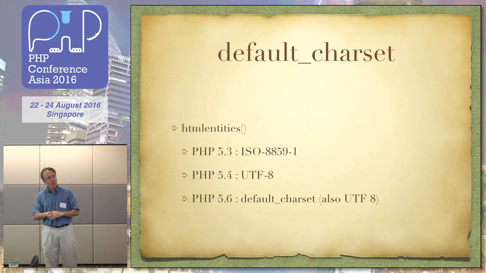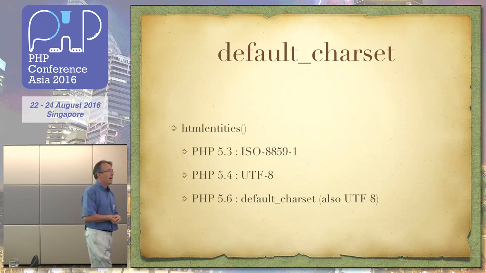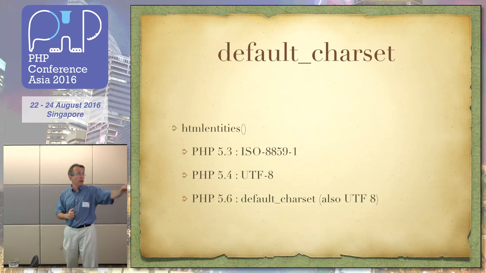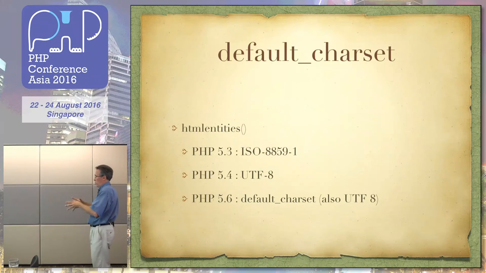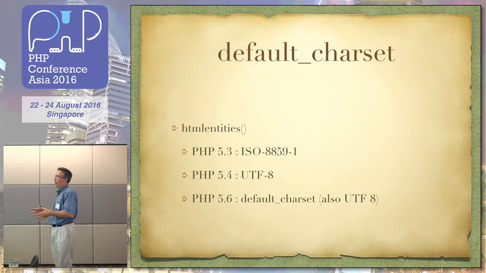And then, probably a little more stealthily, in 5.6, they switched the default value again to default charset, which was by default itself UTF-8. So this change has actually been pretty much unseen. But it means in PHP 5.6, the default value for charset is not always the same. That has been a lot of problems for everyone handling the encoding.